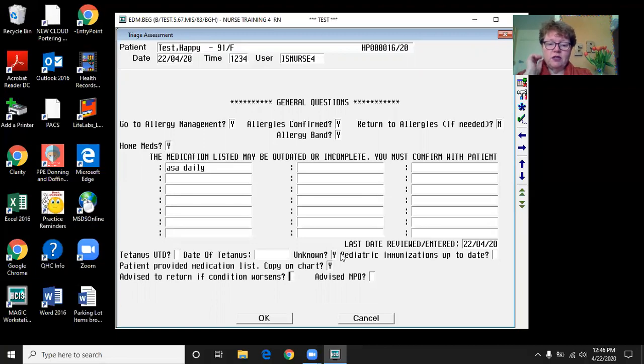And advised to return if condition worsens. So this is very significant for triage to tell, especially if they don't have a space in the department for that patient. The patient needs a point person. So they are told, please come back to me with any concerns or if your condition changes or worsens. And then advised NPO. So our patient will not be advised NPO.